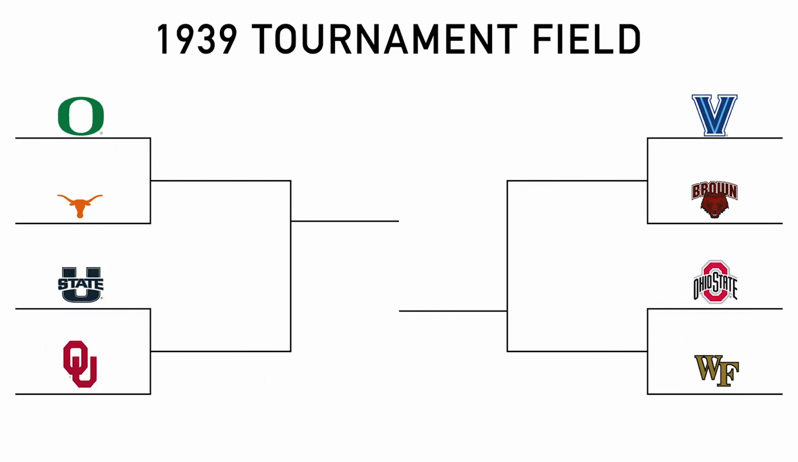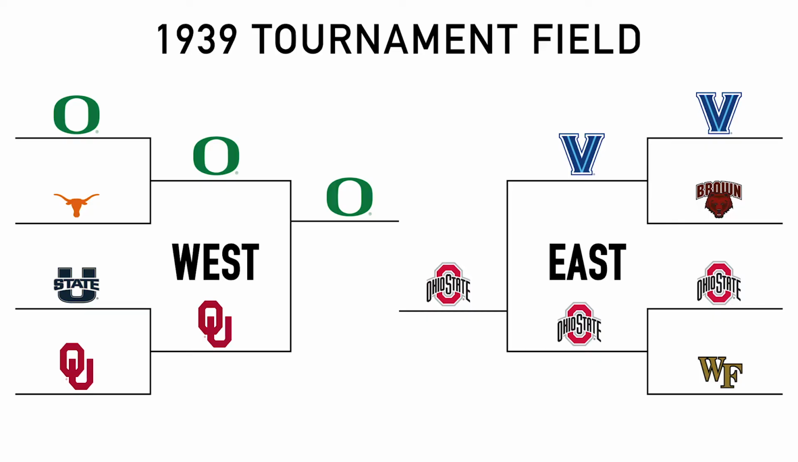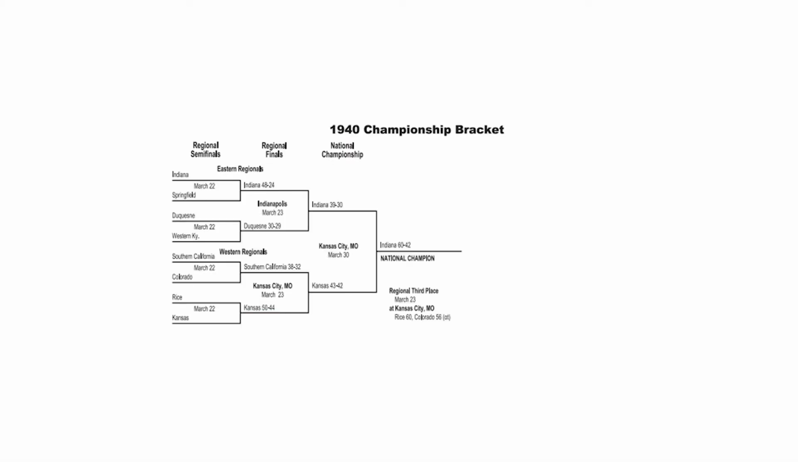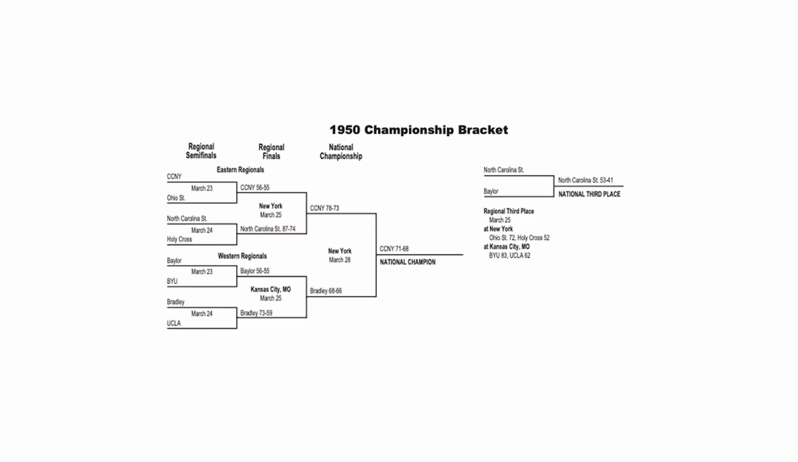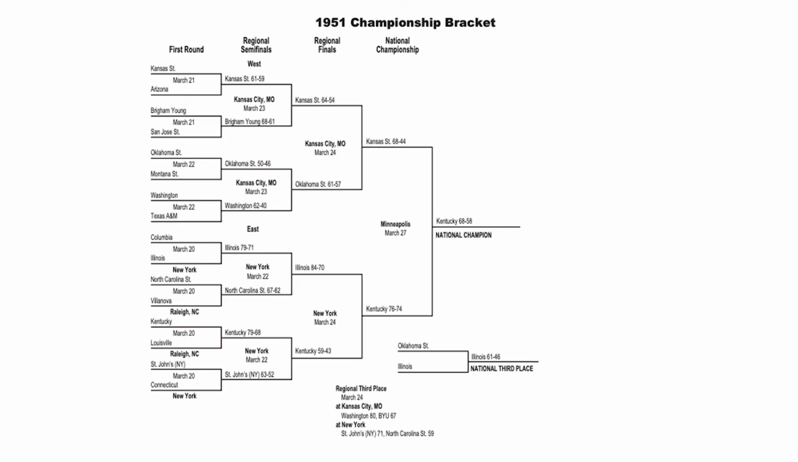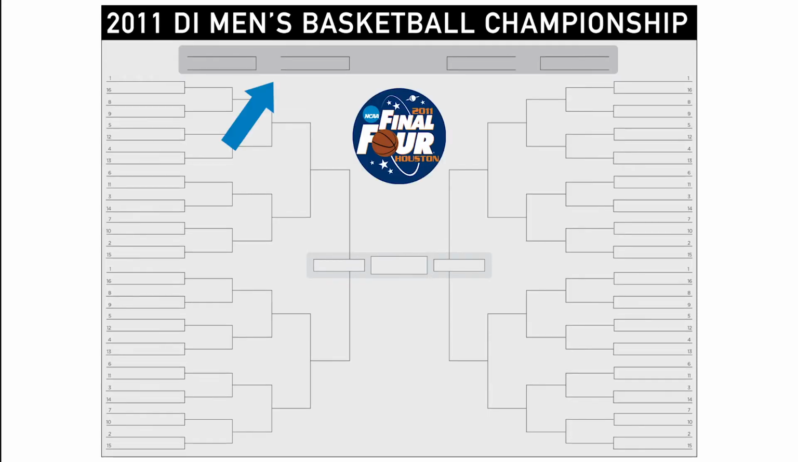The field was split into 2 halves, the East and the West, with the winner of each region meeting at Northwestern's Patton Gymnasium for the first ever national championship, which Oregon won 46-33. The NCAA would take over the tournament in 1940, but they would keep the format virtually the same, with an 8-team field until 1951, when it expanded for the first of many times. In 1985, after many iterations, the tournament expanded to 64 teams, and the most recent change came in 2011 when the first 4 was added.